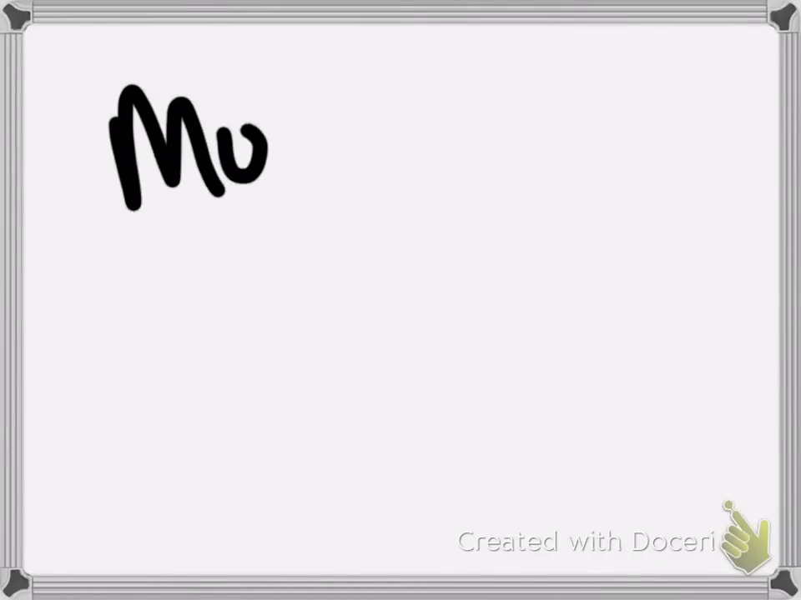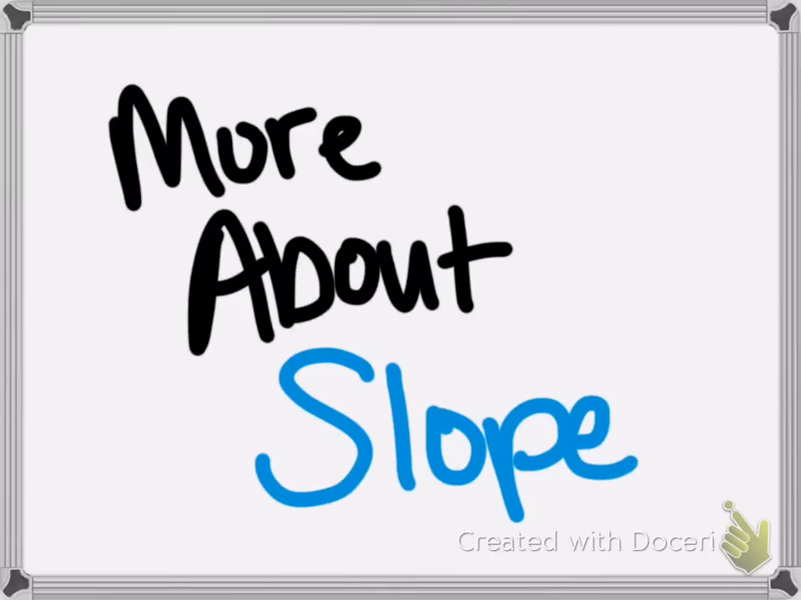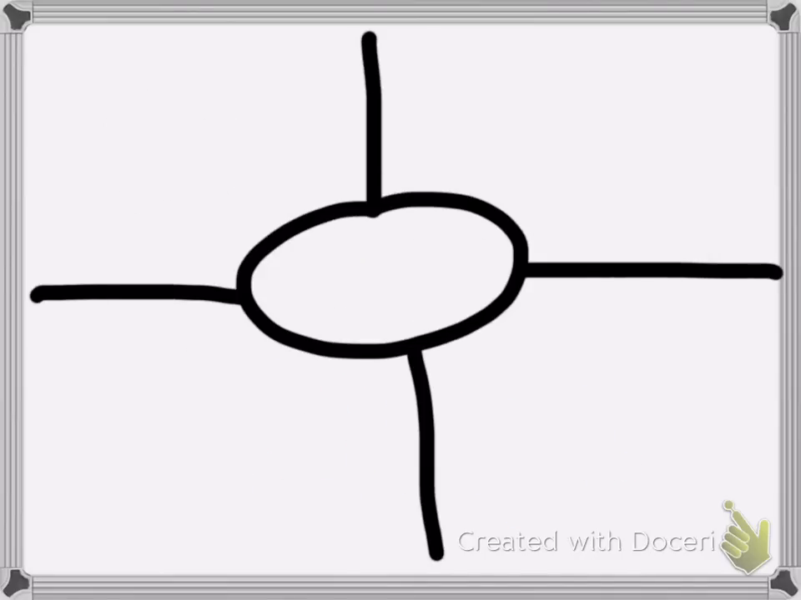On this video, I wanted us to talk just a little bit more about slope. So on the back of your rate of change handout, I need you to draw a graphic organizer that looks like this. It has a circle in the middle and then 4 quadrants around it.